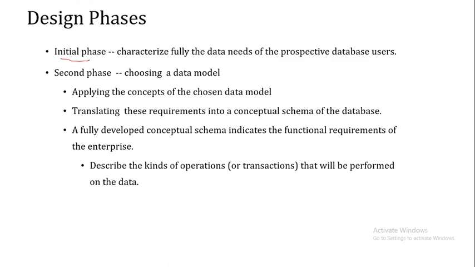So a naive user approaches an expert engineer, and that expert characterizes the needs of the user, because the user never knows the designing concepts of a database. Only the experts know about it. So when a naive user approaches an expert, he characterizes different things that relate to the user's need. That happens in your first phase, and in the second phase we choose a model.